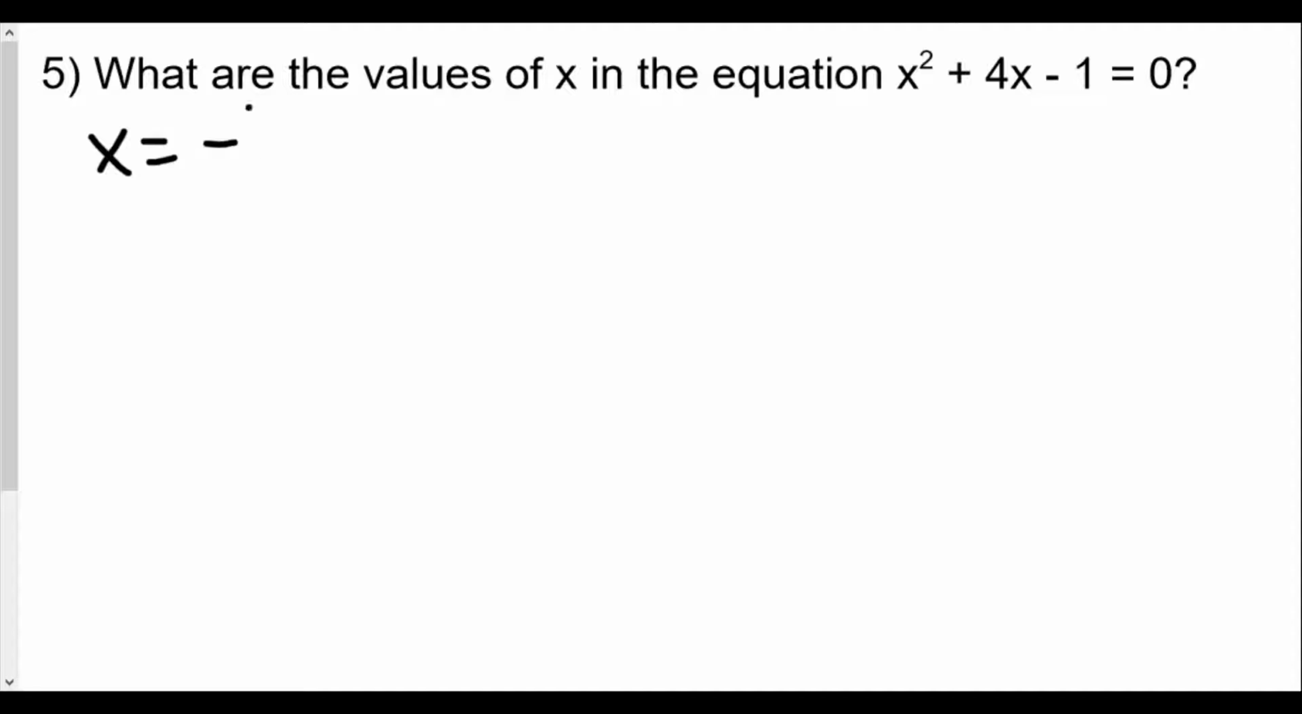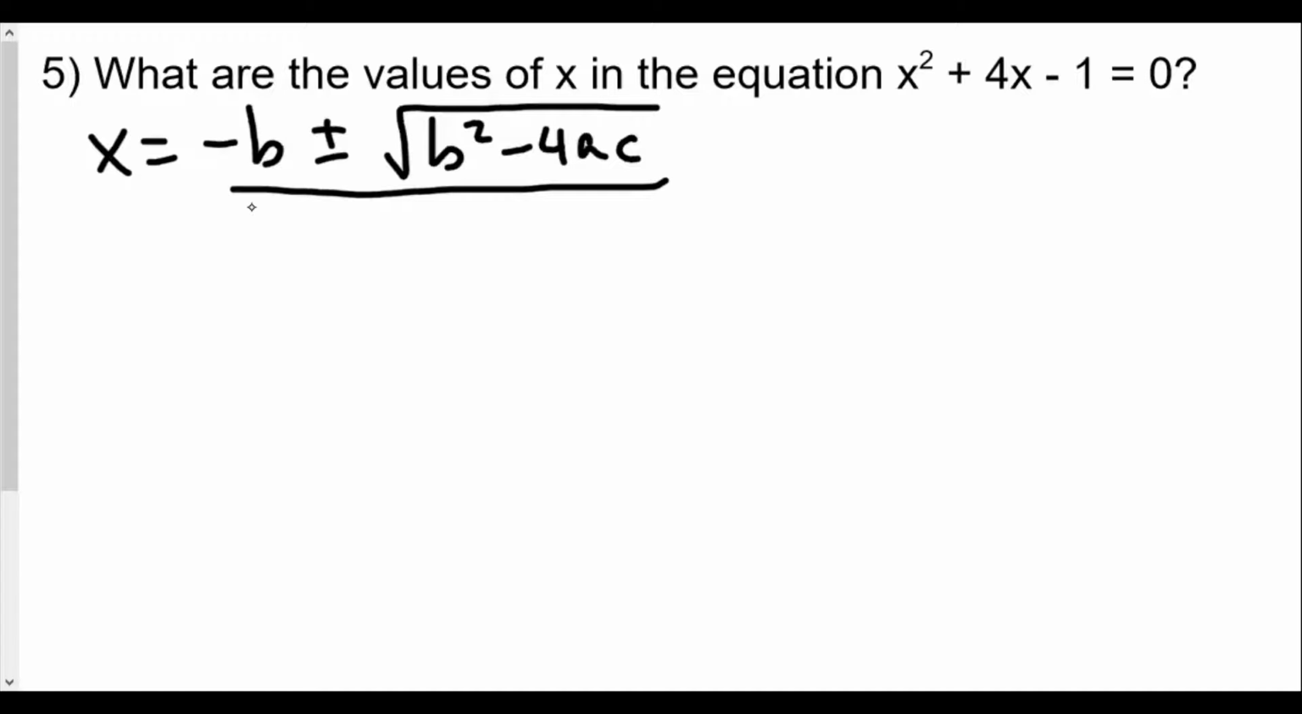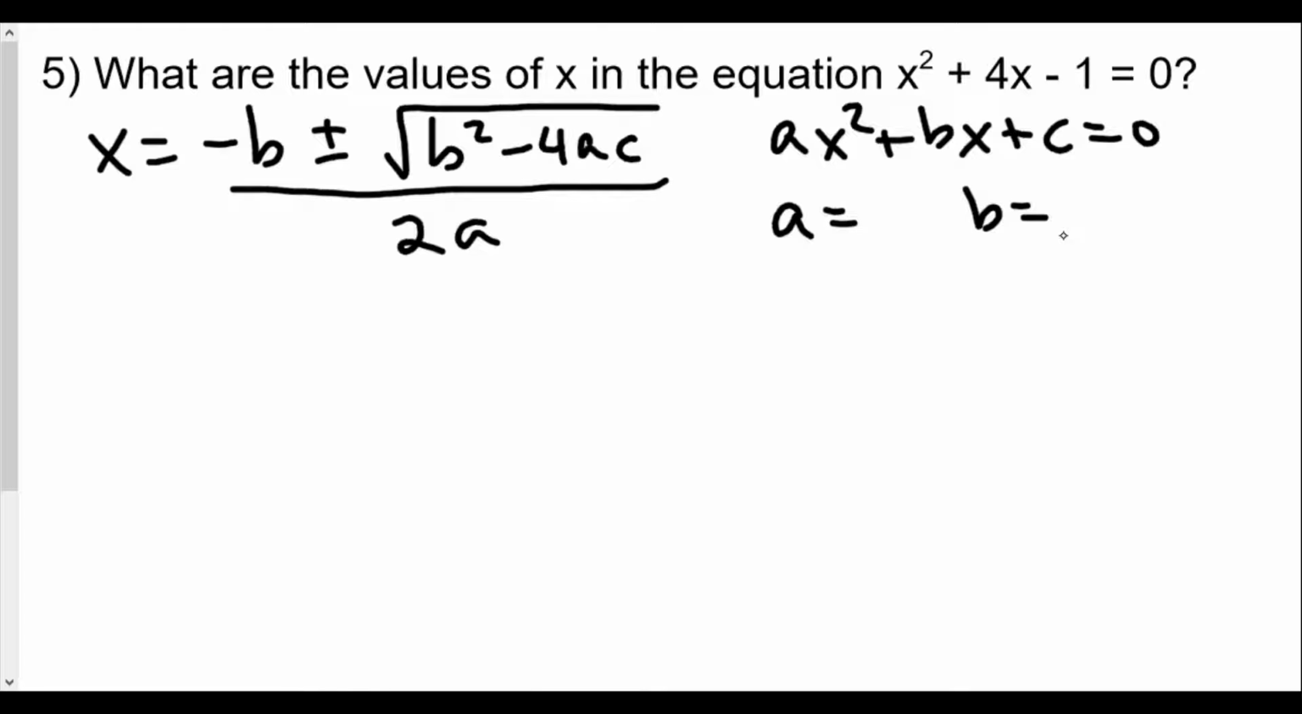x equals negative b plus or minus the square root of b squared minus 4 times a times c, all over 2 times a. And our a, b, and c values come from ax squared plus bx plus c equals 0. So we're going to find our a value, our b value, and our c value. Well, the number multiplying x squared is just 1. The number multiplying x is 4. And our c value is going to be -1.